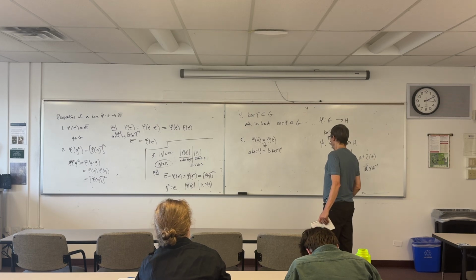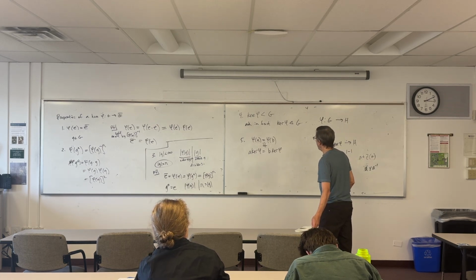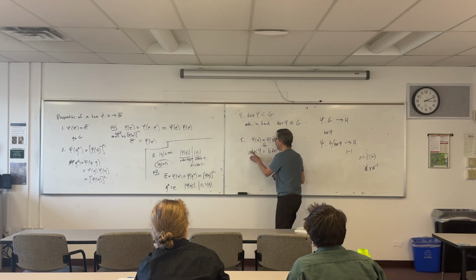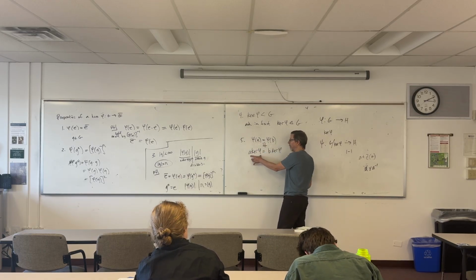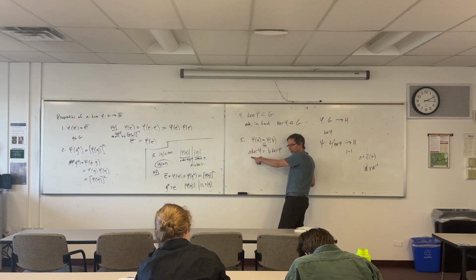And that's A operated on the kernel? That is the coset. This is the left coset of A for the kernel. Does that make sense? Yep.